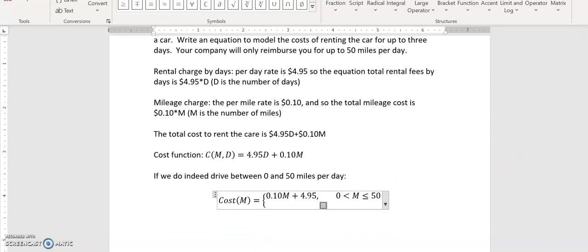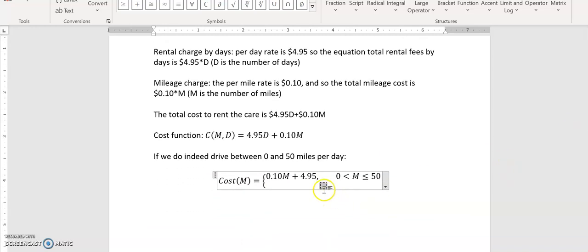Now for the second day, we're going to do something very similar. We're going to say 0.10 m, but now we have 2 days. So if we multiply $4.95 by 2 for the second day, the fixed rental cost is now $9.90. But that's only going to apply slightly above 50 miles, and up to 100 miles.